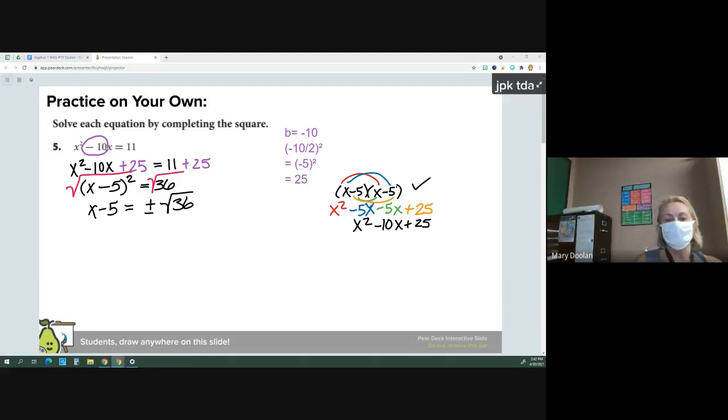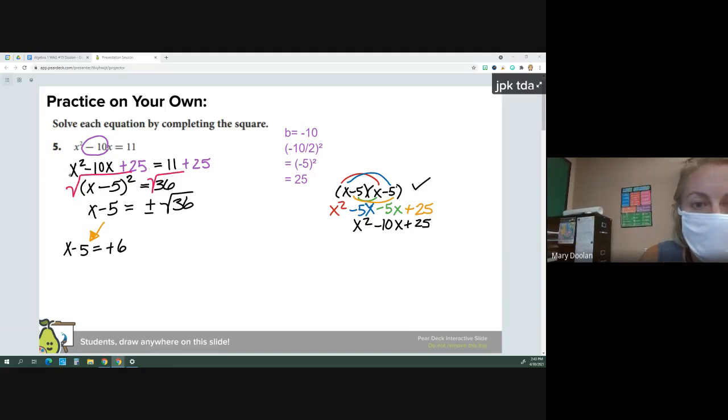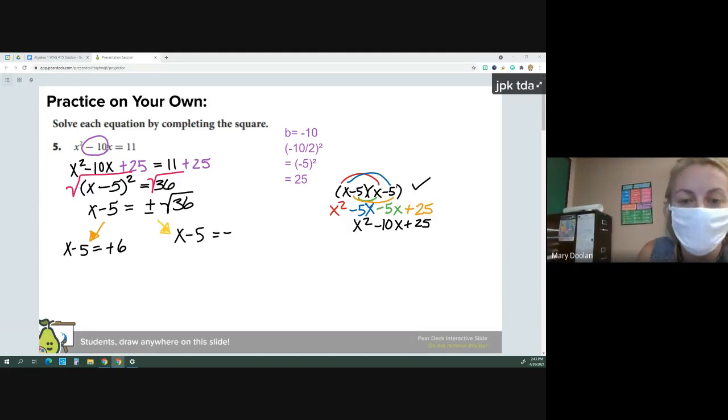So x minus 5 is equal to positive or negative square root of 36. And you can break this into 2 equations. X minus 5 is equal to positive square root of 36, or 6. And then the other side, we get x minus 5 is equal to negative square root of 36, or -6. You want to solve both equations.